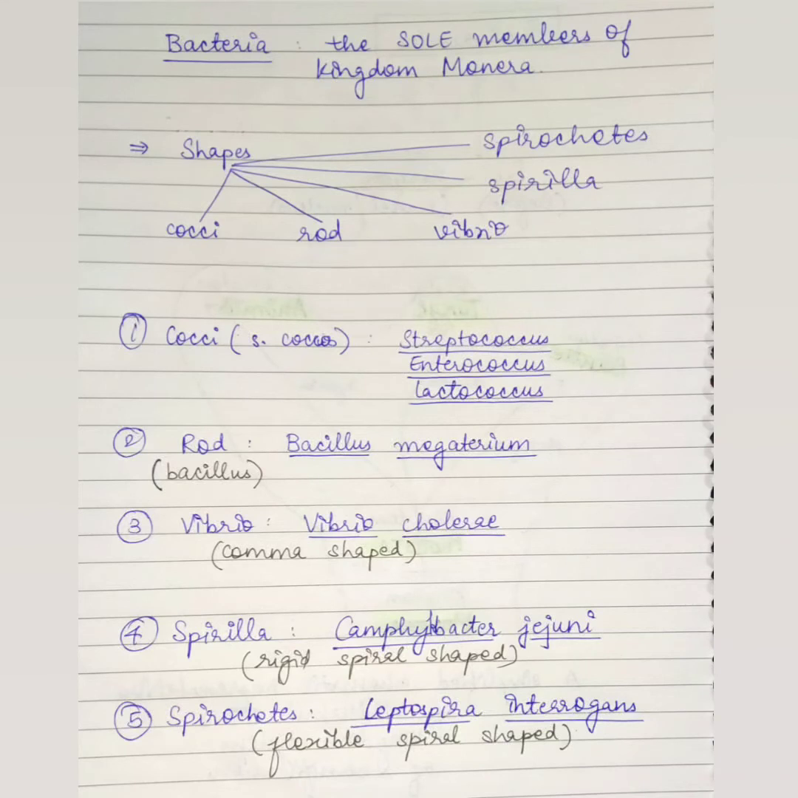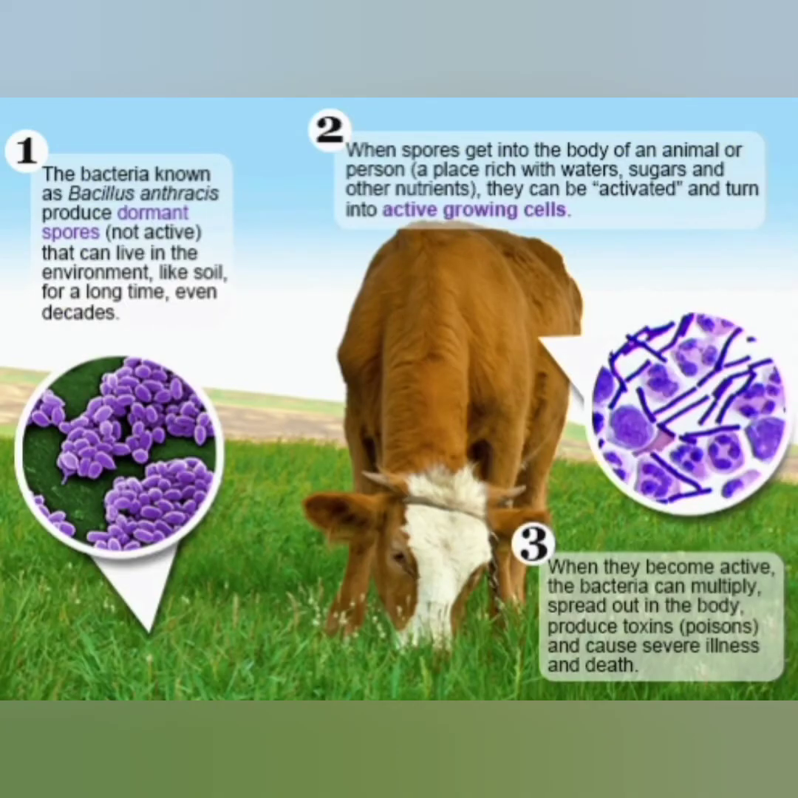Next we have the bacteria that have a rod-shaped structure. They are termed bacillus, or the rod-like bacteria. One of the most important examples is Bacillus anthracis, the causative agent of anthrax. As mentioned in the figure, this is Bacillus anthracis.